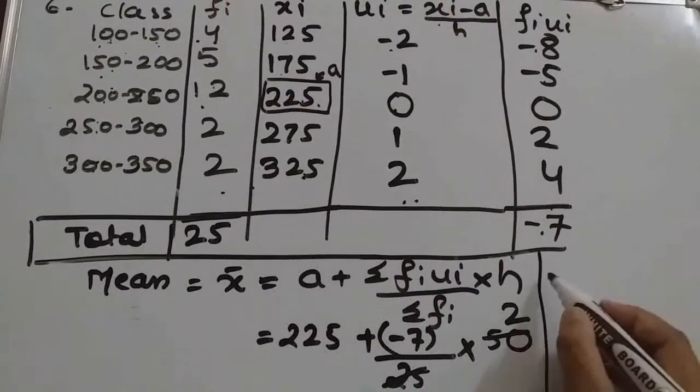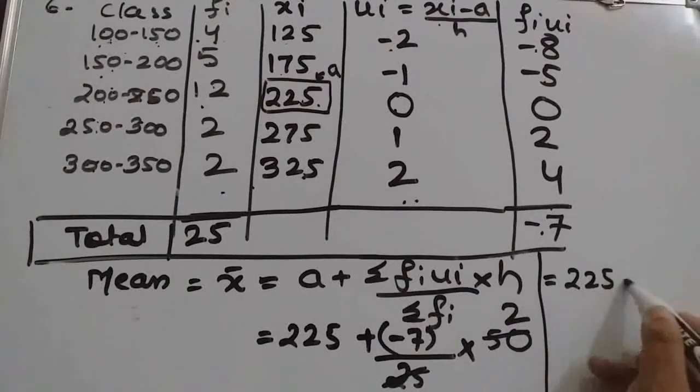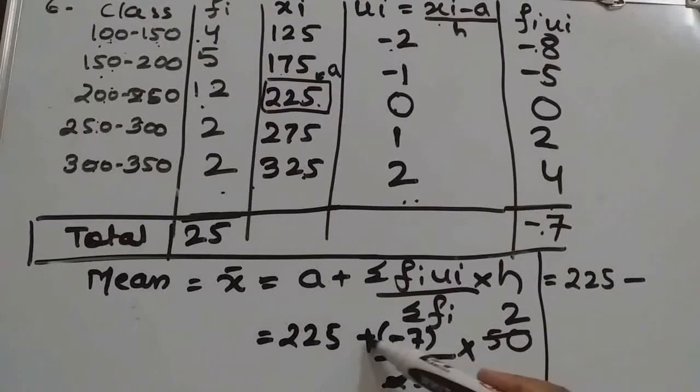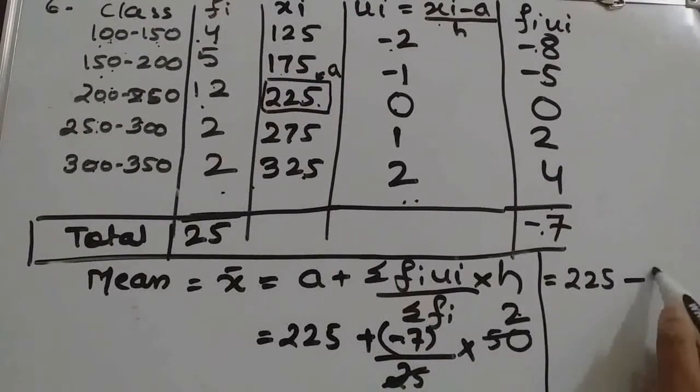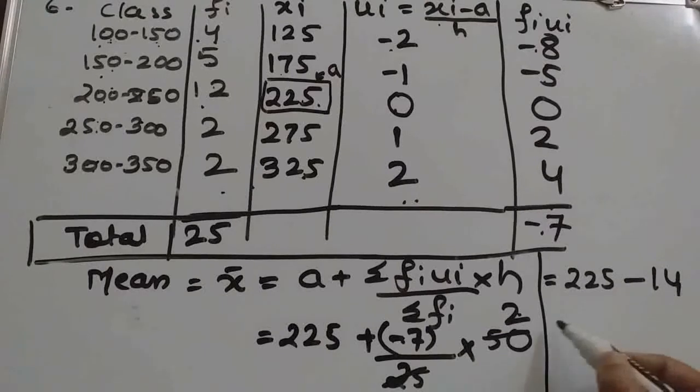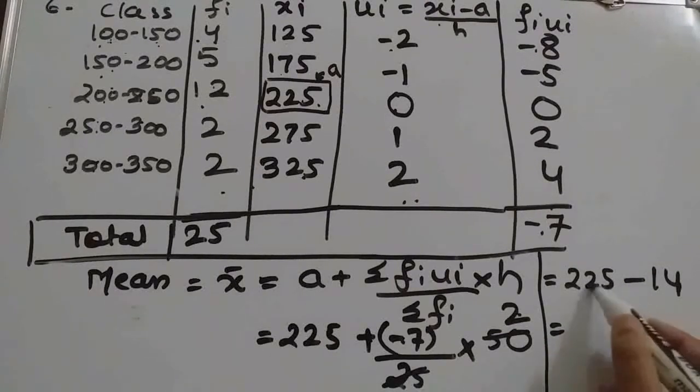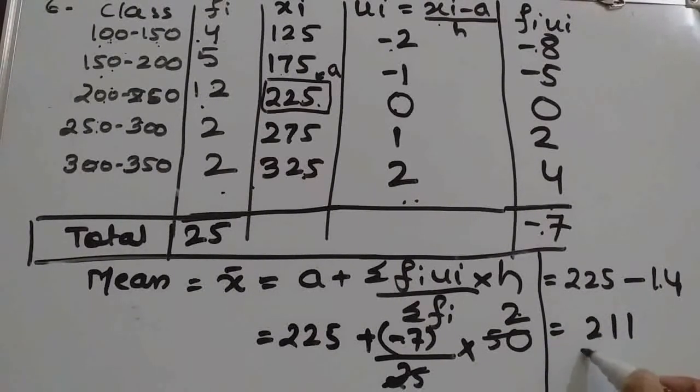So we'll be left with 225 plus minus, minus 7 into 2 is 14. Okay. So 5 minus 4 is 1. 2 minus 1 is 1. 211 is the mean of the observation, or daily expense.